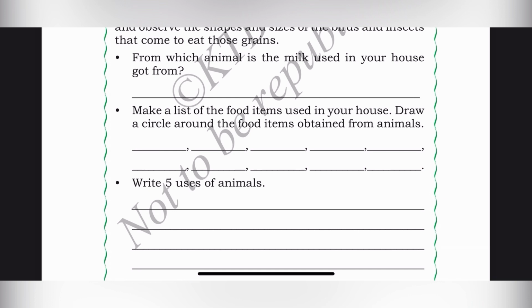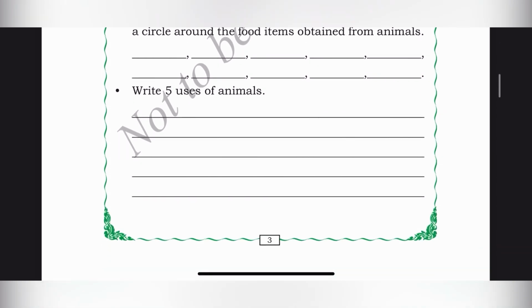From which animal is the milk used in your house? The answer is buffalo, cow and sheep. Next question is make a list of food items used in our house. Draw a circle around the food items obtained from animals. The answer is fruit, vegetable, meat, fish, cereals, eggs, wheat, barley, ragi, pulses and spices.